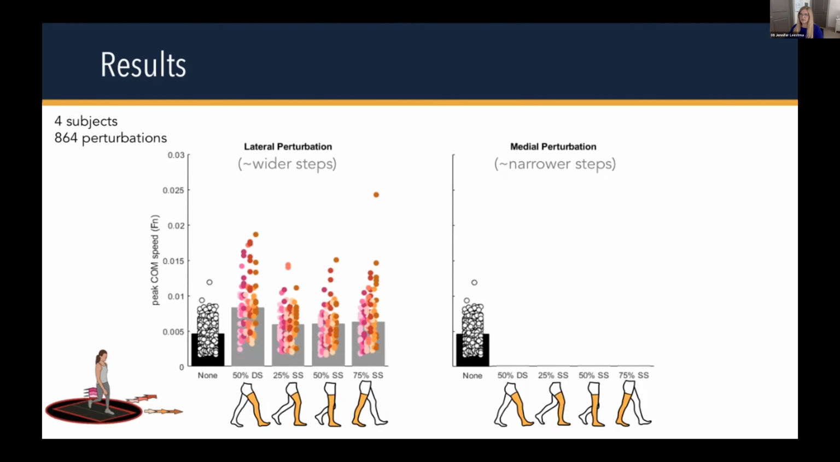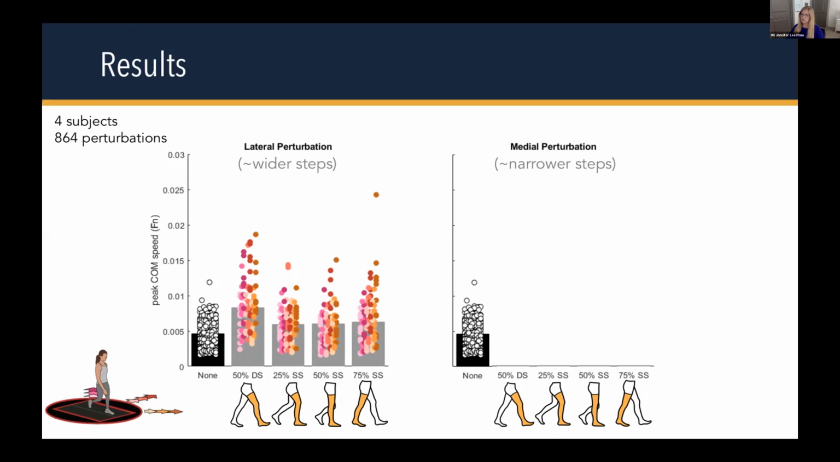So to start out with lateral perturbations, which again are perturbations that are going to induce a widening step as a response, we can see that the 50% double stance perturbation results in higher peak center of mass speeds in comparison to steady state and the other timing conditions. And those peak center of mass speeds get lower during the single stance portion of the perturbation onset times.